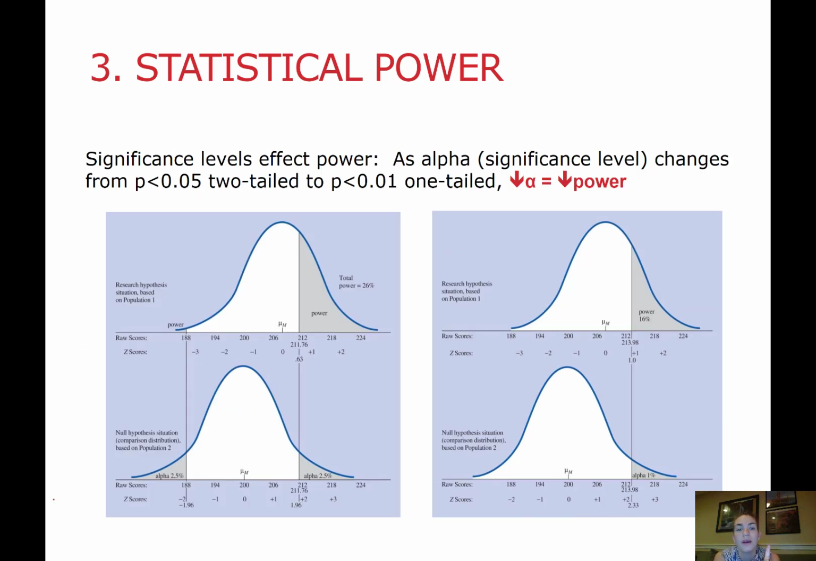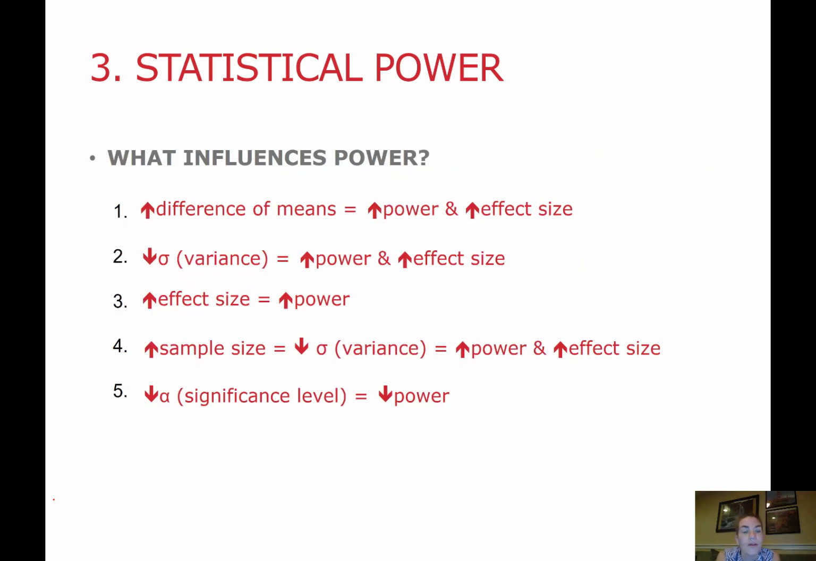Also, significance levels affect power. As alpha level, or the significance level, decreases, power will also decrease. And you can envision that. Other things that influence power could be variance, right? Decreased variances, increased effect size, and therefore increased power. So if there's more spread in the distributions, then power is decreased. If there's less spread in the distributions, power is increased.